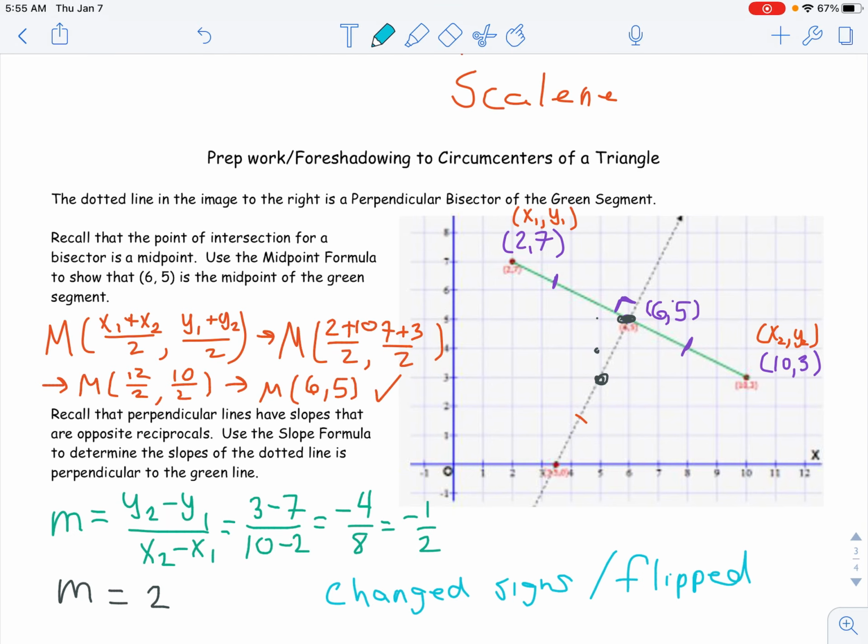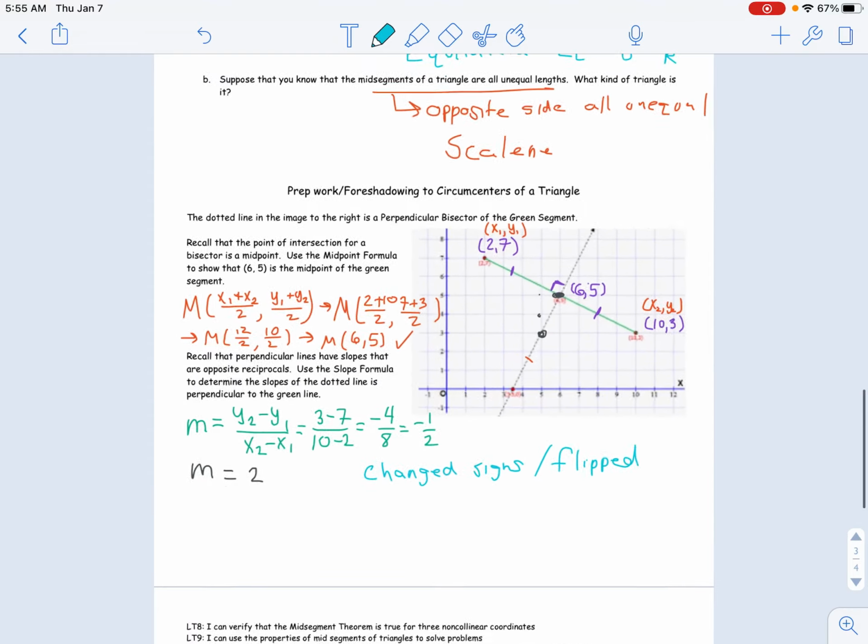So just a little warm-up for tomorrow. We'll be using perpendicular bisectors, just to confirm some things.